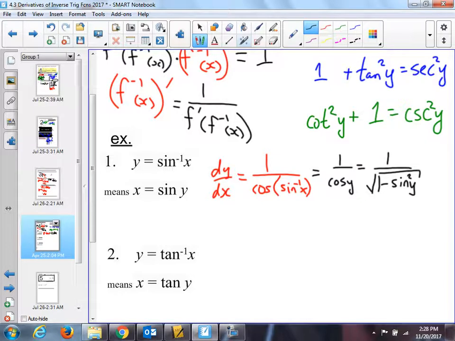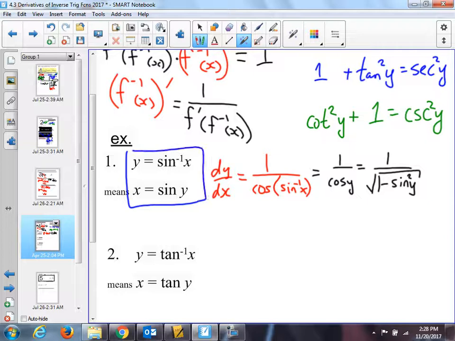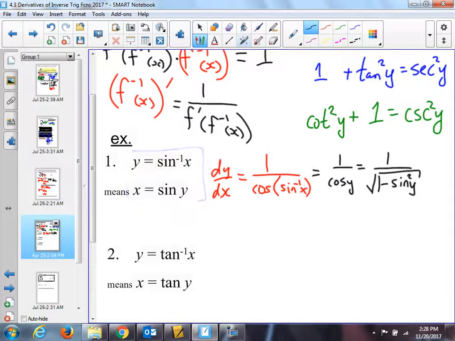Well, what did we say that the sine of y is equal to? Because these are inverses, this is true. It's x. 1 minus x squared. This is where those formulas come from. Okay. And we already came up with this.